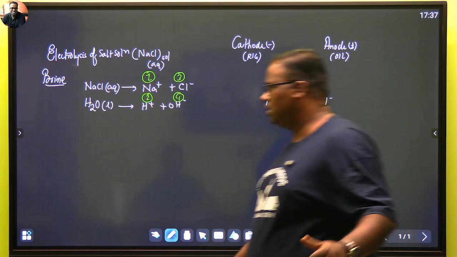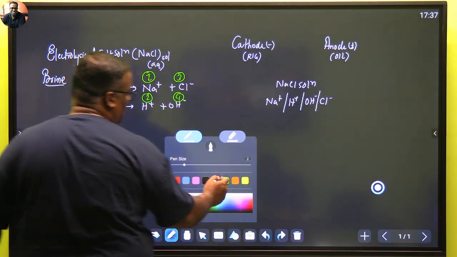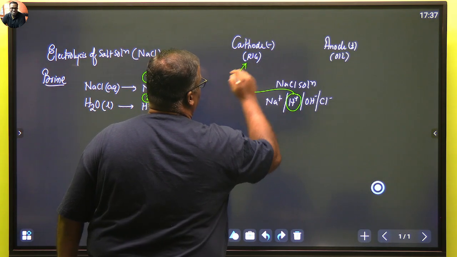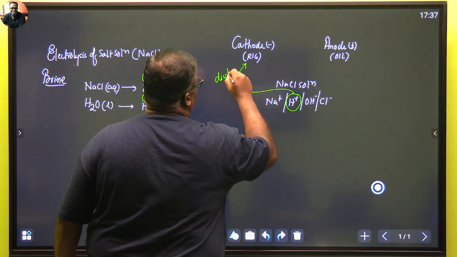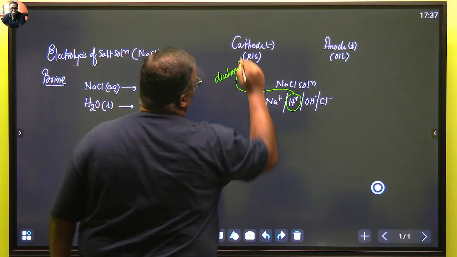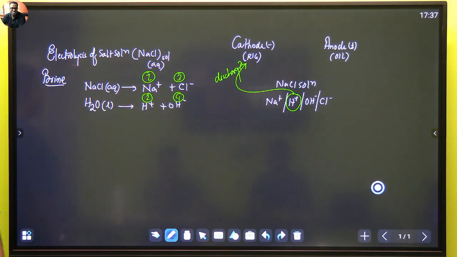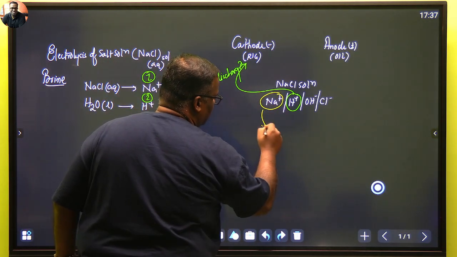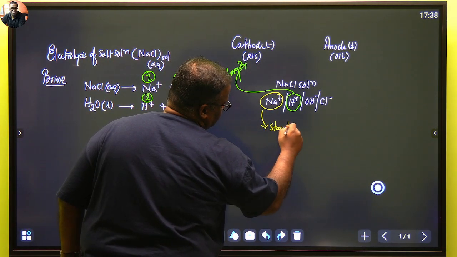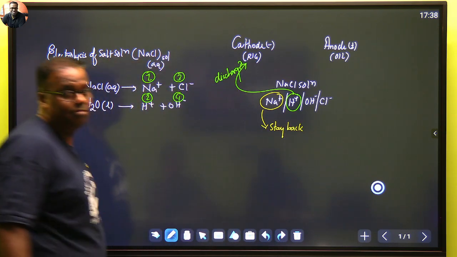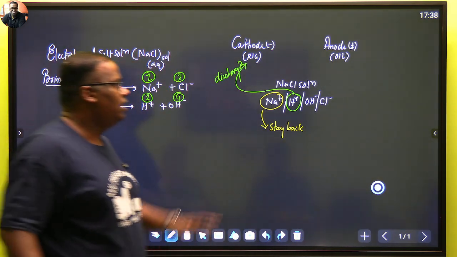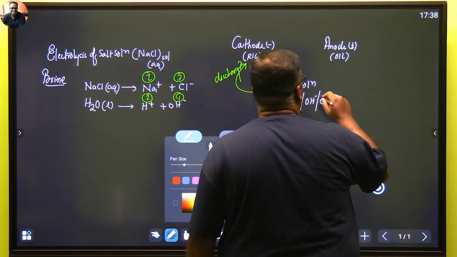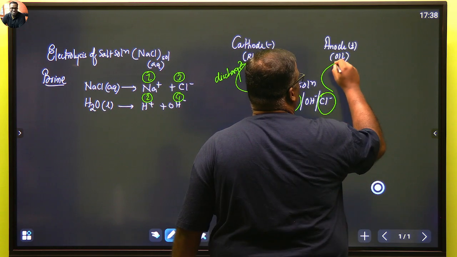Now some of the rules that we will find. The first thing is this fellow hydrogen will always be discharged. सब सीखेंगे. अभी आप just मान लो. This fellow hydrogen will be discharged. That means our fellow sodium will stay back. Out here we will find on the anode side that Cl minus will be discharged.